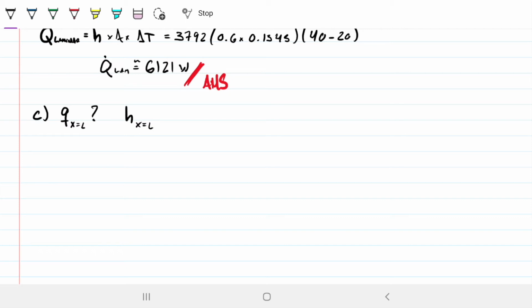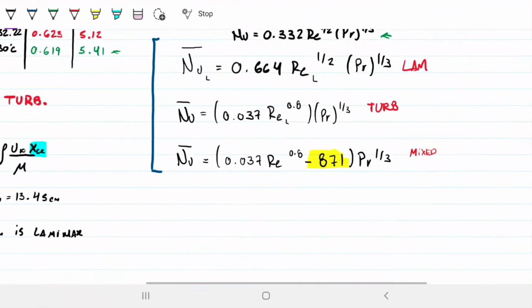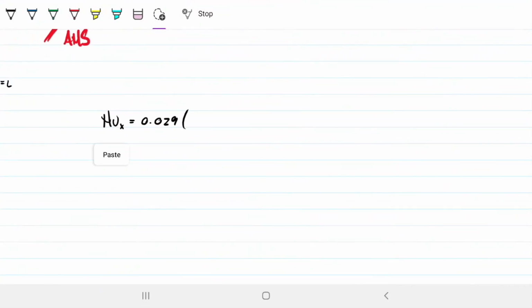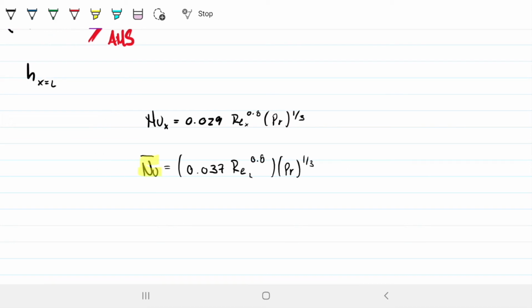And we know that at the end of this plate, we have a turbulent flow. What are the two possibilities in terms of equations for me to use, because I know I'm looking for turbulent? For the turbulent, we have the local one, which is 0.0229. And the other one that we saw before, here it is, 0.029 Reynolds local to the 0.8 times Prandtl to the 1/3. These are the two options. If I'm looking for the average, I would use this one, but I'm looking for the local, exactly at the point of interest, x equals L. So this is the one I'm interested in using.